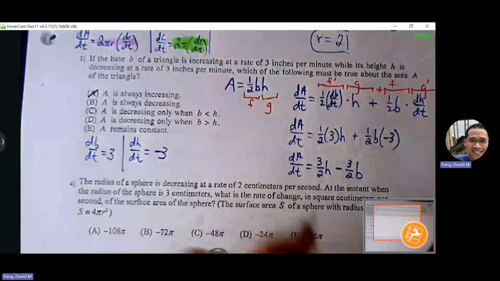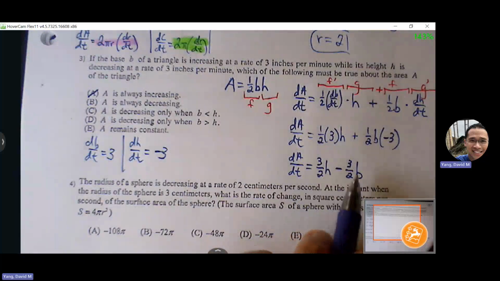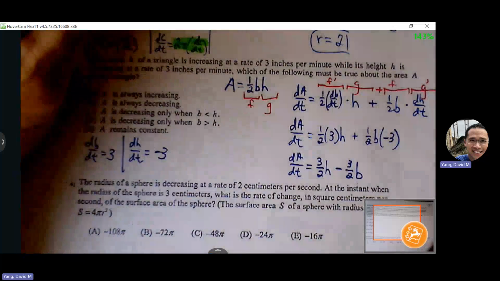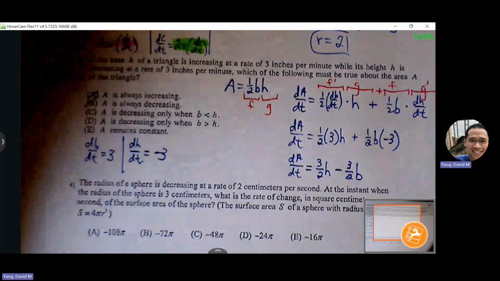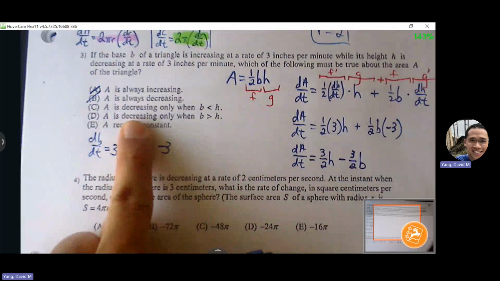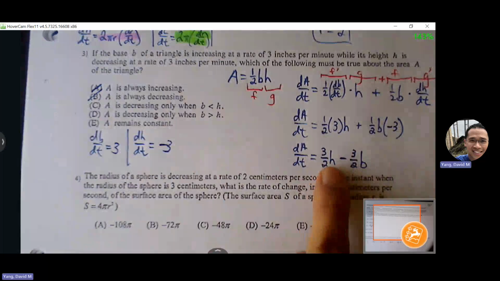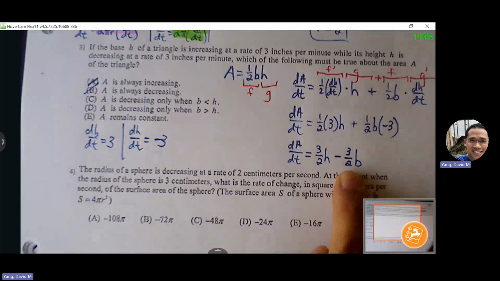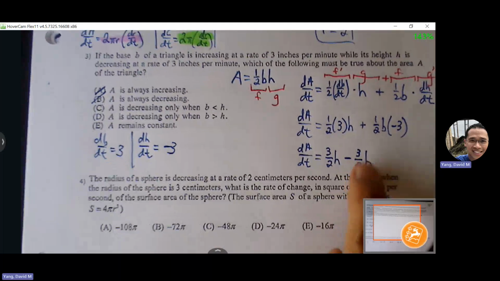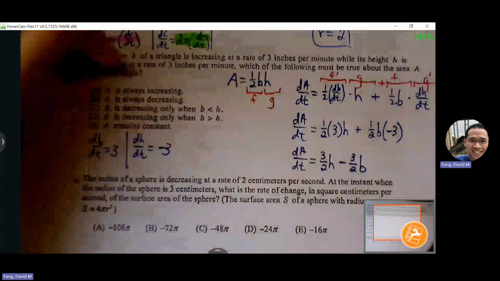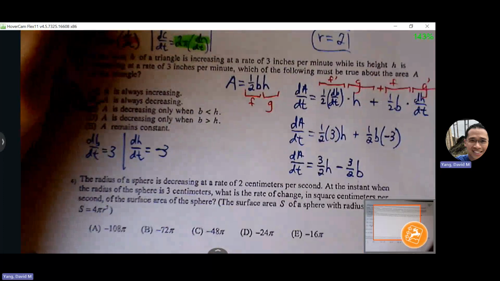A is always decreasing, not always true either. If H is larger than B, then our equation will be a positive derivative there. A is decreasing when B is less than H. It's not quite true either, because if B is smaller than H, then this is going to end up being a positive value. So that's not going to quite be decreasing. So we have to kind of play with these numbers to see which one is always true.